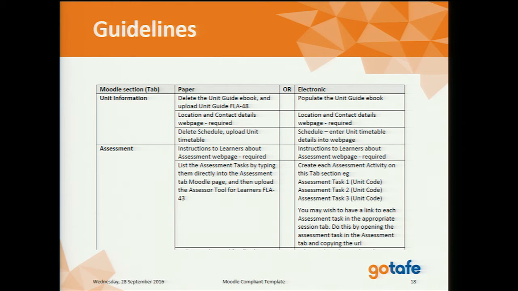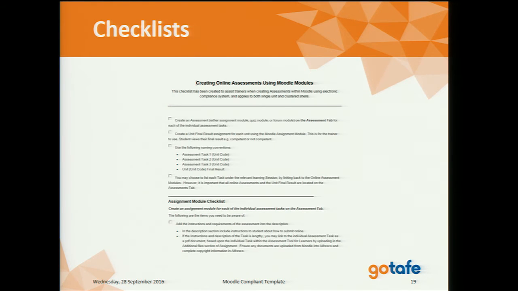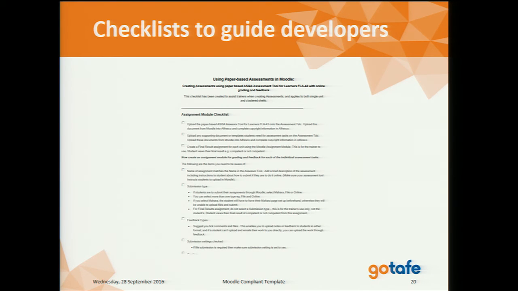There are a few things where there's no option, you must use electronic, and those would be location and contact details. The schedule could be either. There are checklists too. For each of the assessments being created, based on feedback from our teachers, we need a checklist to make sure we're doing everything right. So we've got those inside the template and the teachers can print them off and have them next to them.